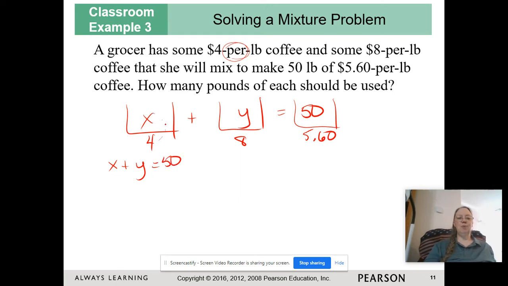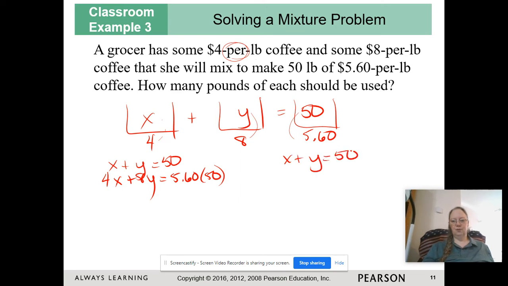And then the second equation, remember how we multiplied these? So 4 times X plus 8 times Y is equal to 5.6 times 50. So I'm going to go ahead and multiply that. 5.6 times 50 is 280. All right, so X plus Y is equal to 50, and this one is 280. Pick your preference, whether you want to do elimination or substitution.